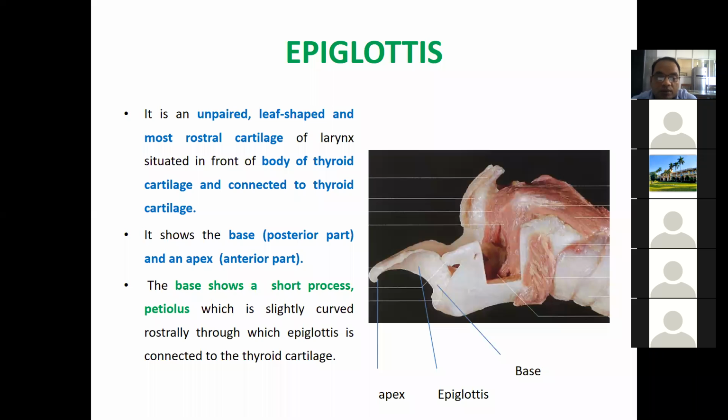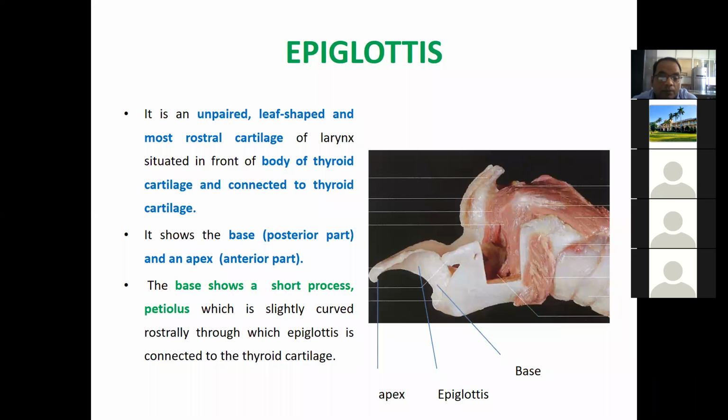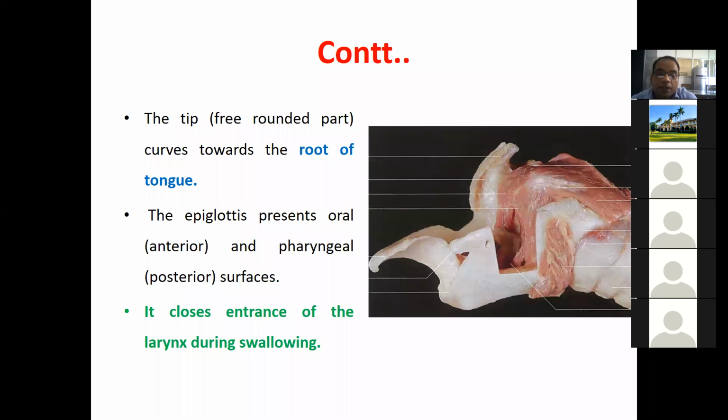The apex is towards the root of the tongue, and the base is related with the thyroid cartilage of the larynx. Okay, the tip of the epiglottis, you see this is the apex, or you can say the tip. As I told you, it is situated towards the root of the tongue. So this epiglottis has the oral surface and the pharyngeal surface. This one is the oral surface and this one is the pharyngeal surface.